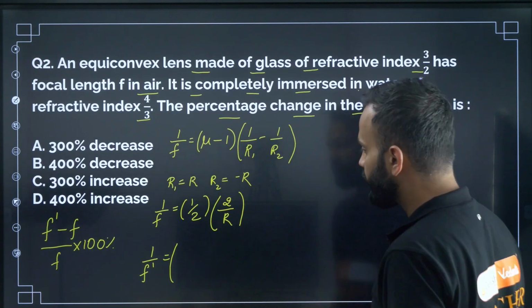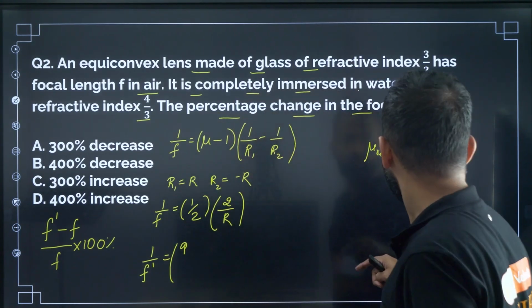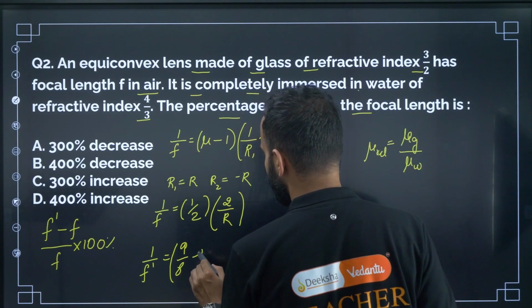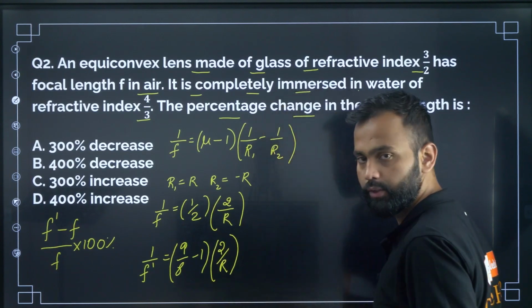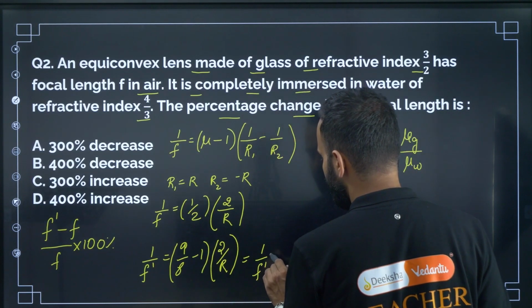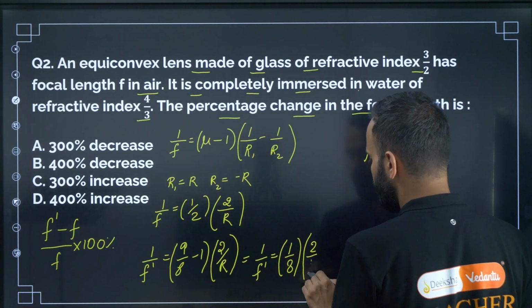So 3 by 2 divided by 4 by 3 is 9 by 8, right? 9 by 8 minus 1, into 2 by r. So what is 9 by 8 minus 1? It's 1 by 8, right? So 1 divided by f dash is equal to 1 divided by 8 into 2 by r.